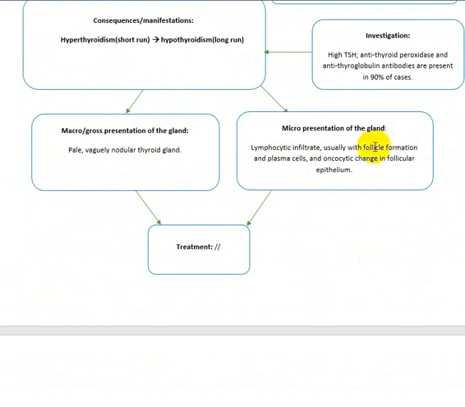So the micropresentation, you have some lymphocytic infiltrations. So you have usually follicle formation and plasma cells. You also have plasma cells. So this shows a chronic inflammation and oncocytic changes in follicular epithelium.